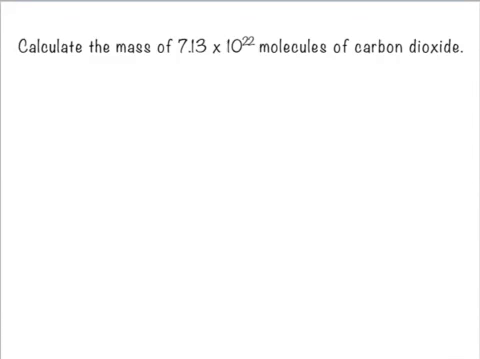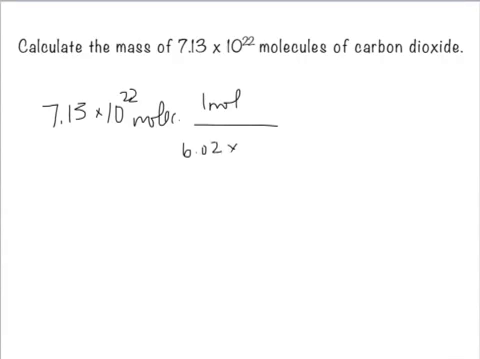This is very similar to the last problem, except this time you're starting with molecules, 7.13 times 10 to the 22nd molecules. The first thing I have to do is change that to moles. And I know that for every 1 mole, there are 6.02 times 10 to the 23rd molecules by definition. Molecules cancel. I now know moles, except I don't want moles, I wanted grams of CO2.